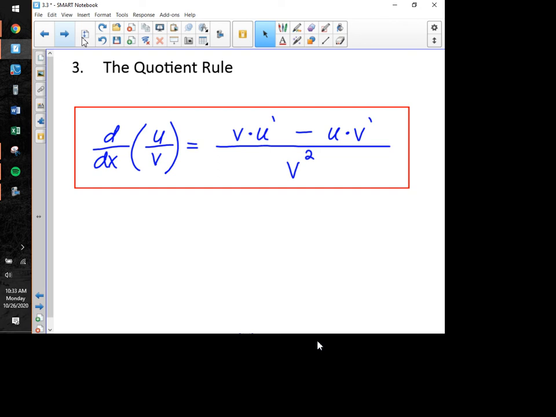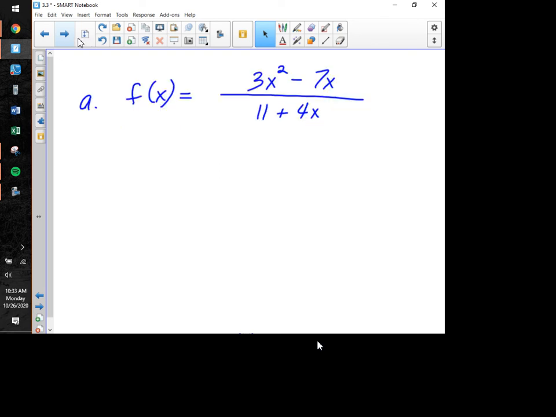This is the quotient rule, though, everybody. And we're going to do just one example, and I think you guys are going to get the hang of this one pretty quickly. Unfortunately, everybody, there isn't a great way to check the quotient rule unless I gave you one that could be factored and simplified, and then you'd just be mad at me for wasting your time. So what do we have here? A polynomial function on top and a polynomial function on bottom. Okay, so this is a quotient. 3x squared minus 7x divided by 11 plus 4x.